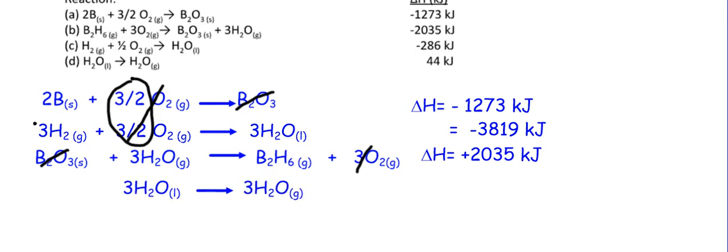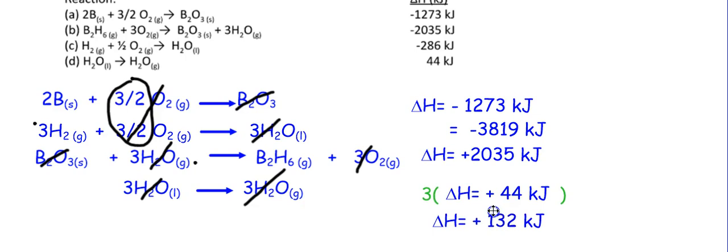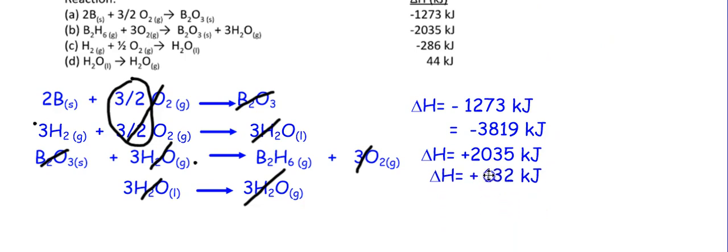So now that I've canceled those out, those cancel, those cancel. So now what? What do I have to do with my delta H? Well, my delta H, I multiplied it by 3, right? So what's 3 times 44? It is 132. So now I'm going to move this out of the way so I don't have to worry about it. I'll move down here. And so here's my delta H. So I'm ready to rock and roll.